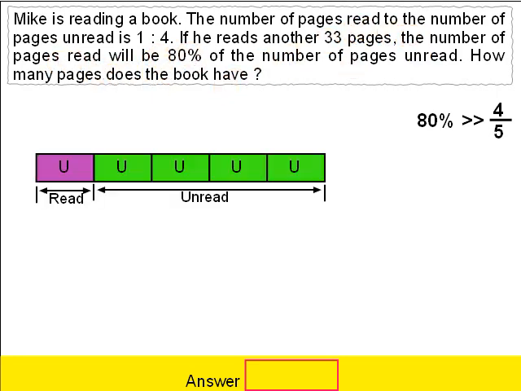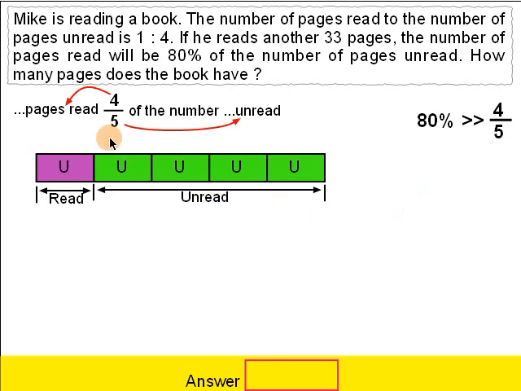So we can draw the model as such. So total is equal to 5 units, and read is 1 unit as compared to unread 4 units. That's what the ratio is telling us. Okay, and then we are told that if he reads another 33 pages, the number of pages read will be 4/5, instead of 80%, of the number of pages unread.